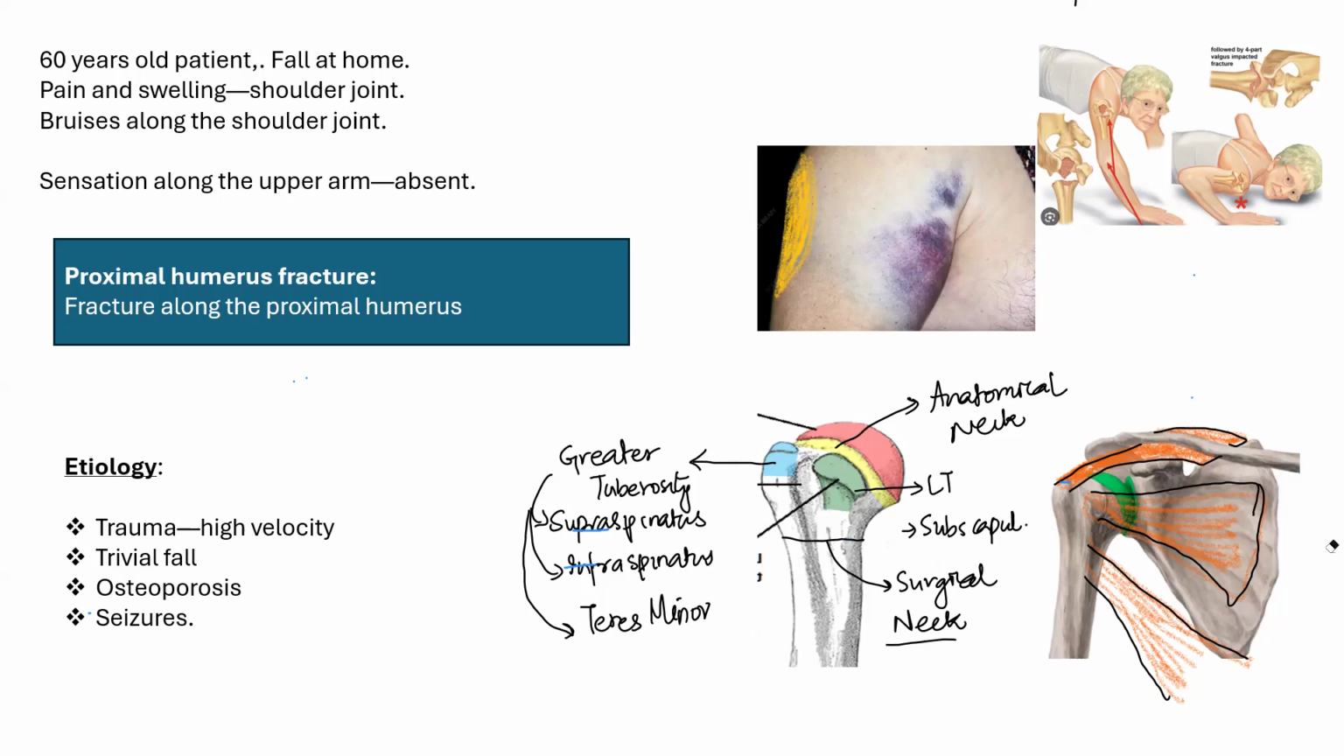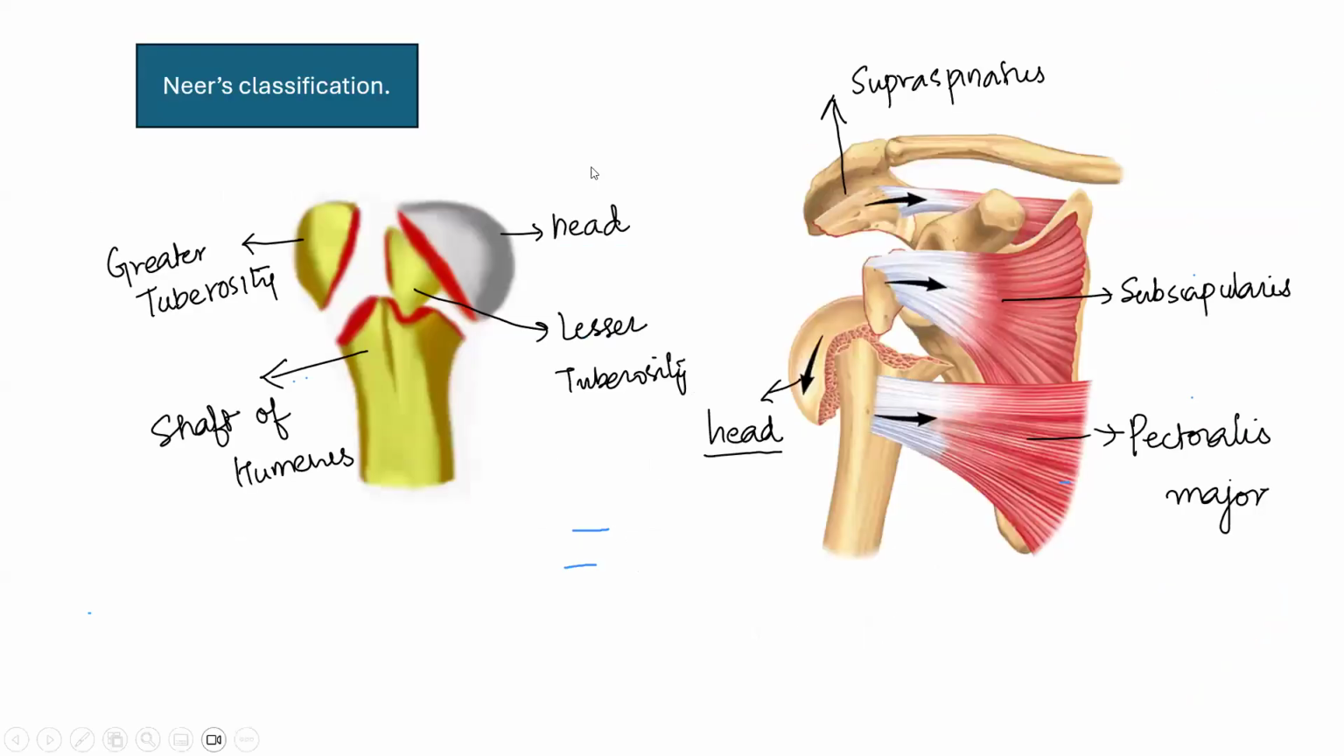Below the tuberosities, we have the part of the proximal humerus which is called the surgical neck of the humerus. So with this brief anatomy, we'll move on to the topic for today. This name of this classification is very important because it was asked many times in your PG exams. Neer's classification is for proximal humerus fracture. It's used to classify fractures around the proximal humerus.